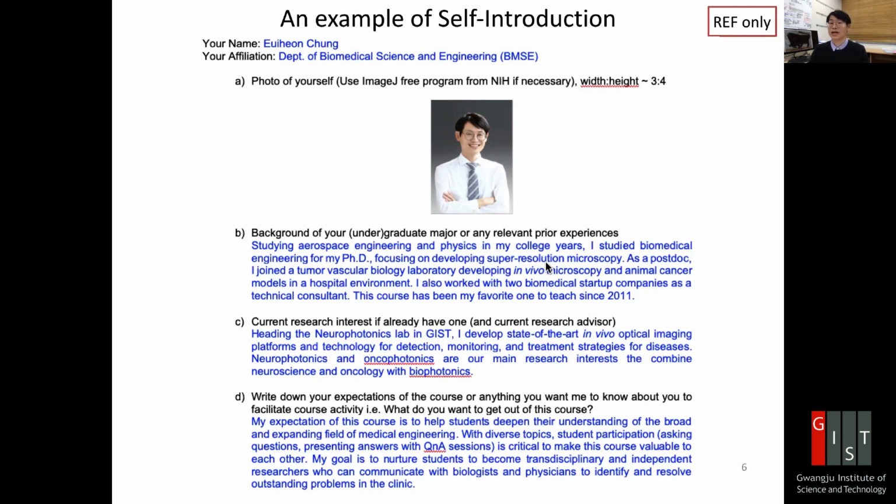And further down, after my PhD, during my postdoc, I joined a tumor vascular biology laboratory, which is more serious work, developing a cancer model with animals and using in vivo microscopy in a hospital. I was working on tumor metastasis, especially breast cancer metastasis to the brain, which is becoming a more and more important, difficult problem to solve in the clinic. I also worked with two biomedical startup companies as a technical consultant.